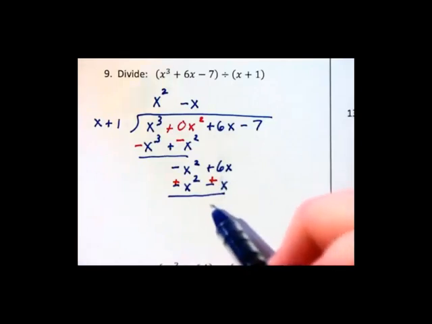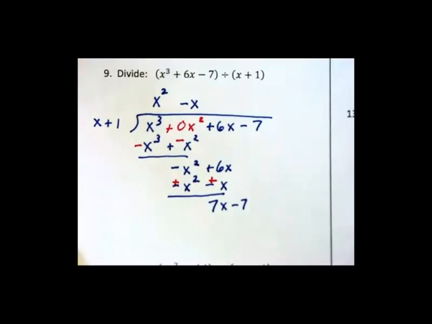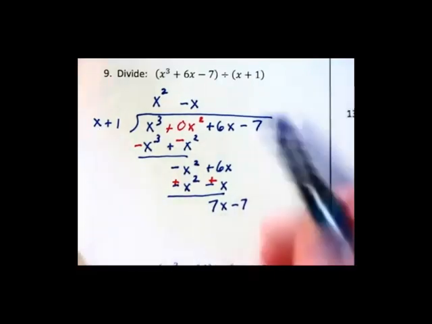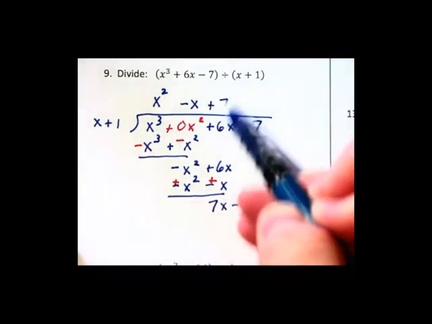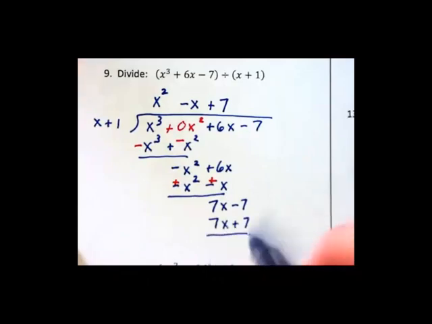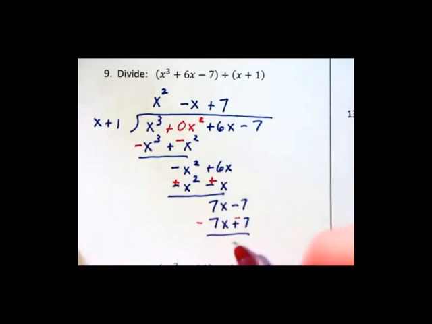6x plus 1x makes 7x. Bring down the minus 7. x on the top left here times 7 gets us to the 7x. 7 times each of these on the left will give us 7x plus 7. Subtracting that line actually gives us a remainder of negative 14.